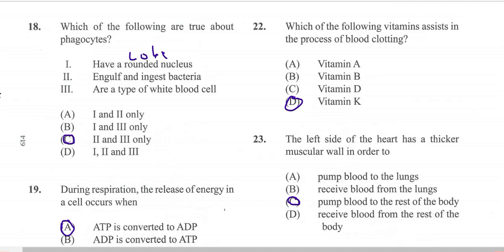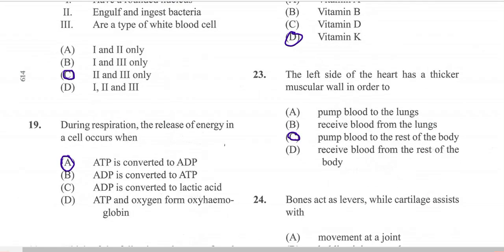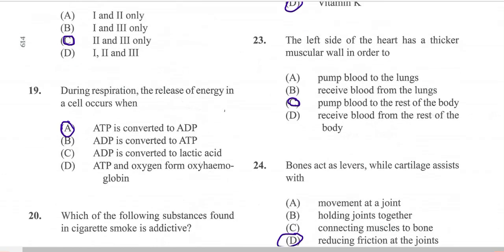And we move on down to question number 19. During respiration, the release of energy in a cell occurs when ATP is converted to ADP. You're going to lose a phosphate group there, changing it pretty much from triphosphate to diphosphate. So our answer for question number 19 is going to be A.